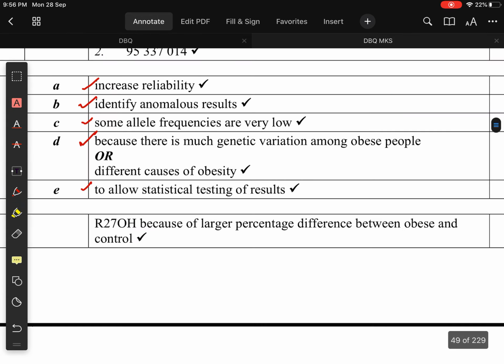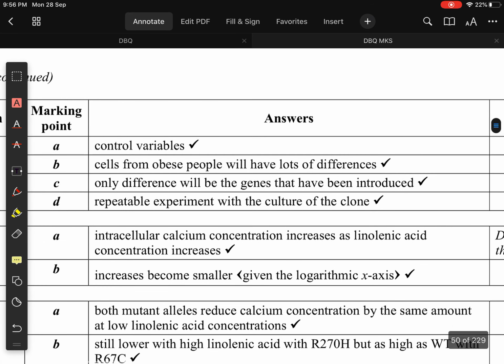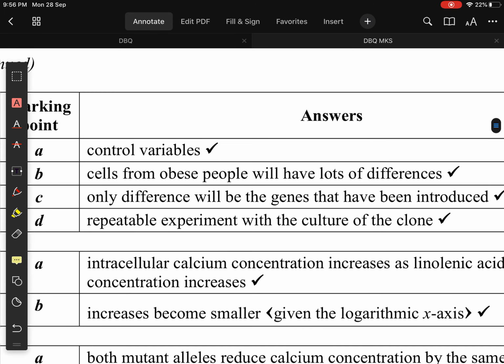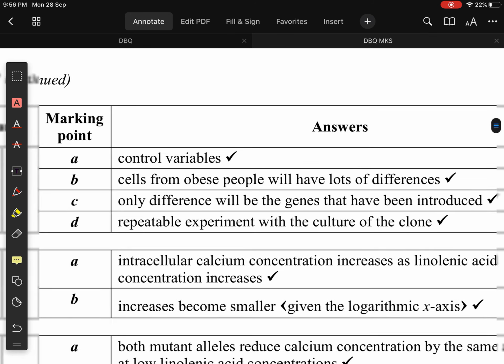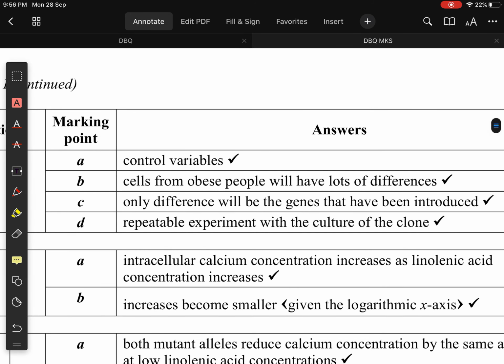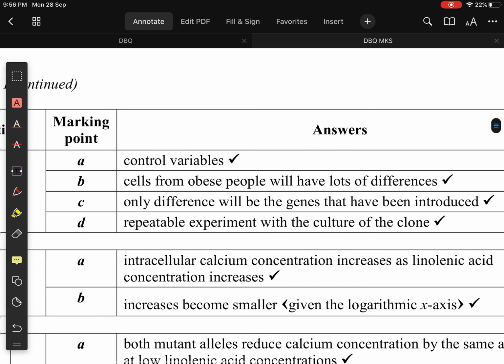You can control the variable more appropriately. So you can see that the first advantage is control of variables. Because there are a lot of differences when we talk about obese people, the variation could be a lot. Cells from obese people will have a lot of differences. We do not know exactly which difference is giving us that particular result. So that's why control of variables matters.